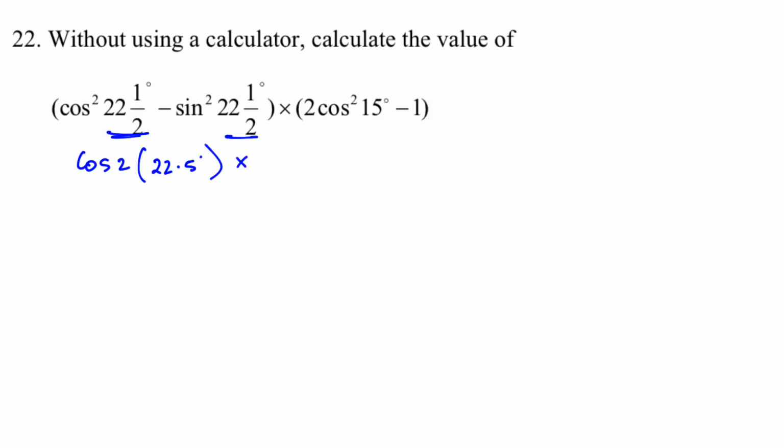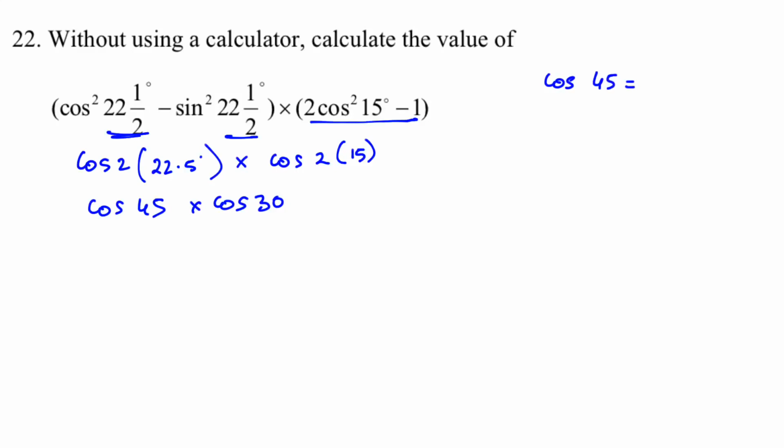And this is also the cos rule. So cos 2a, cos 2 times 15, we'll get cos 45 times cos 30. Cos 45, they are saying don't use a calculator, but you can use a calculator. In the calculator, you will get cos 45 is equal to square root 2 over 2. If you have the same number in the numerator and the denominator, you can write it like this, 1 over root 2.